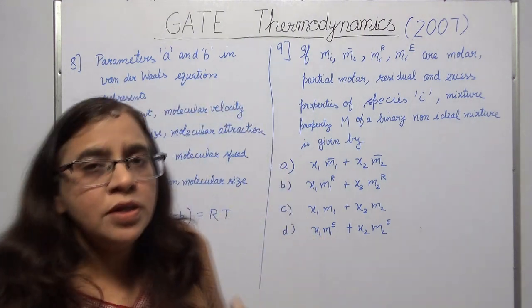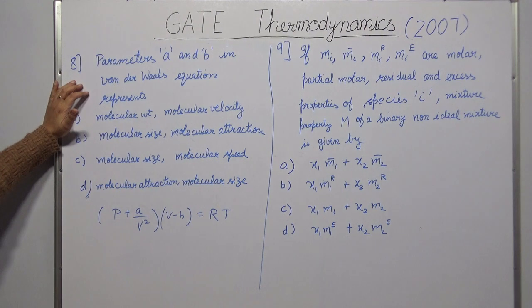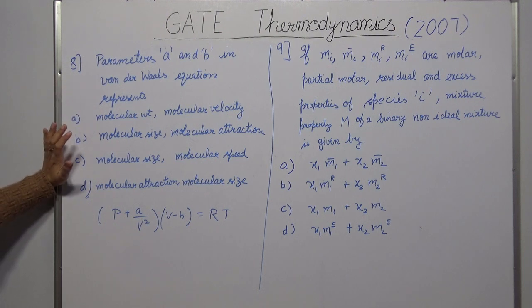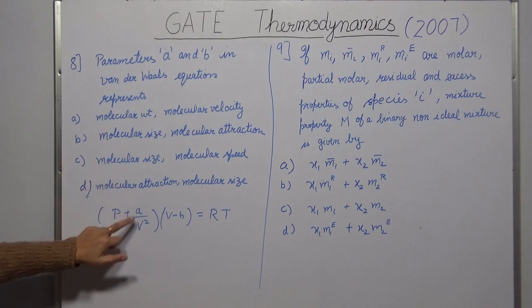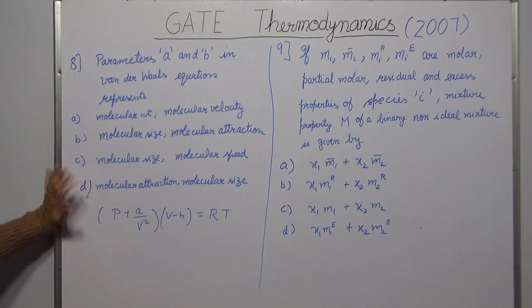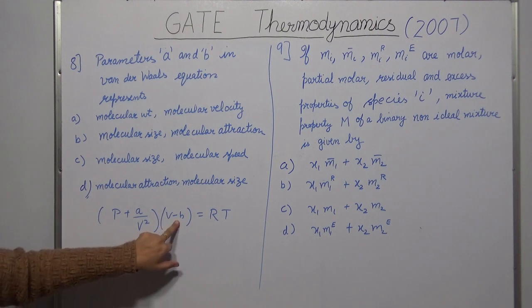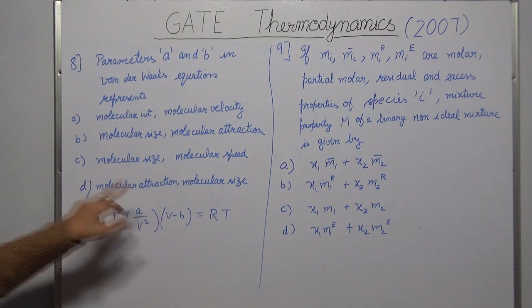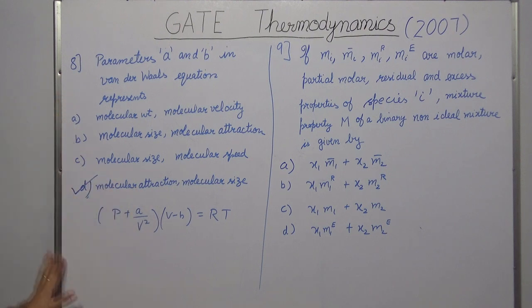the volume occupied by the gas molecule is also negligible. So when you are writing an equation of state for a real gas, you have to introduce parameters which take care of both of them. In a real gas there are intermolecular interactions and parameter A takes care of it. Further, in order to take care of the molecular size, you introduce your parameter B. So out of these options, option D is the correct one.